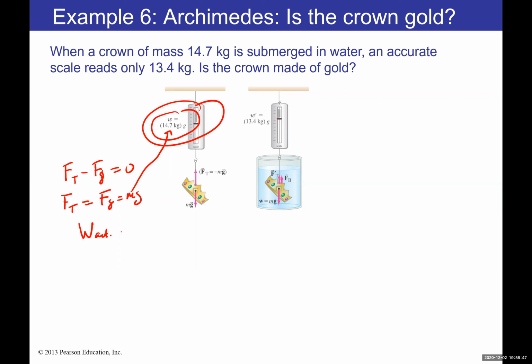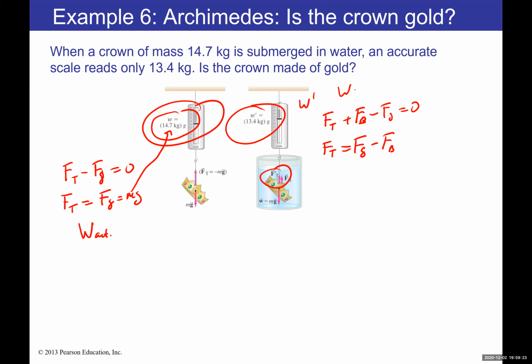If we repeat this experiment where the crown is submerged in water, then what we see is that the reading is different. Because in this case, F_T plus the buoyant force, minus F_G equals zero. That means this reading is equal to the difference between the gravitational force and the buoyant force. I'm just used to putting B for the buoyant force, but all right, F_B. So it's the difference between them, and this is known as the apparent weight, W apparent.